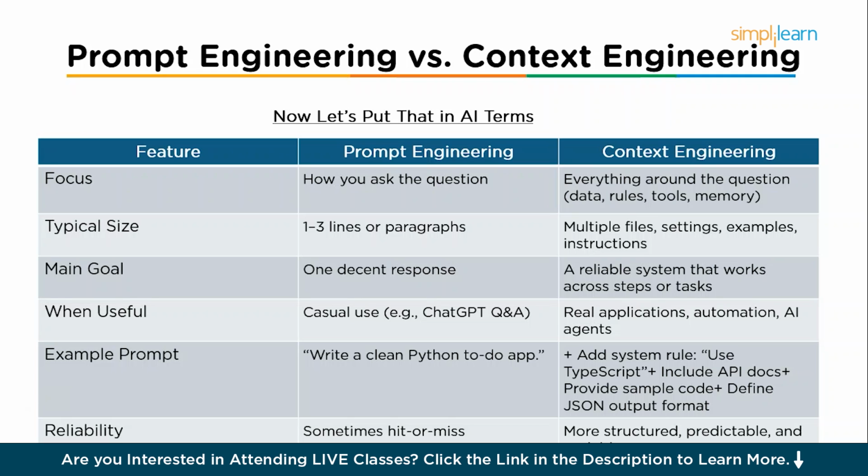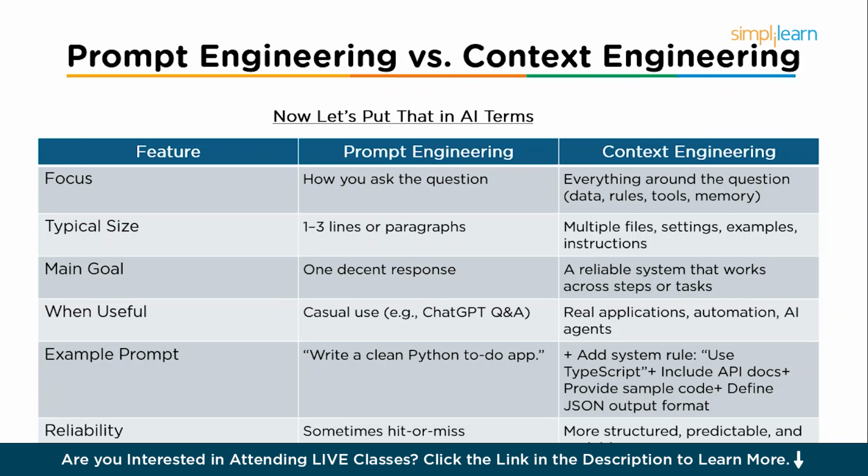For example, in prompt engineering, you would say something like, write a clean Python to-do app. But in the case of context engineering, you would say, add a system rule, use TypeScript, include API docs, provide sample code, define JSON output format. The reliability of prompt engineering is sometimes hit or miss. But in the case of context engineering, it's more structured, predictable, and scalable.